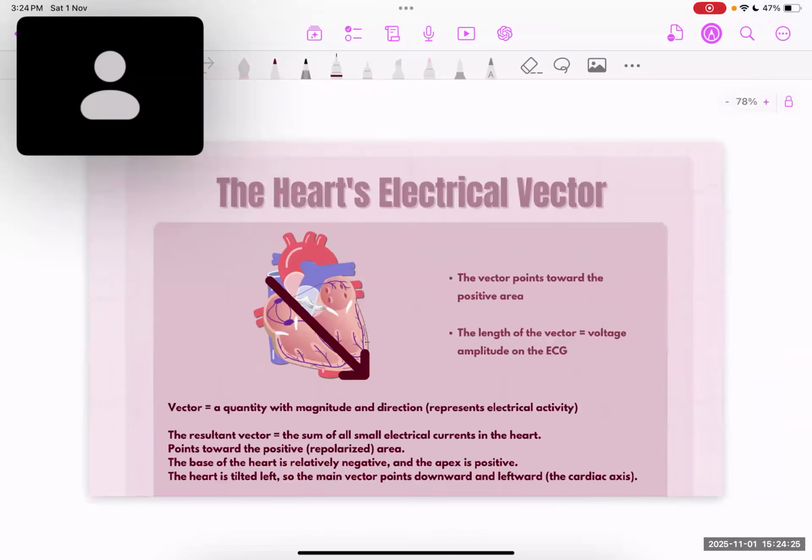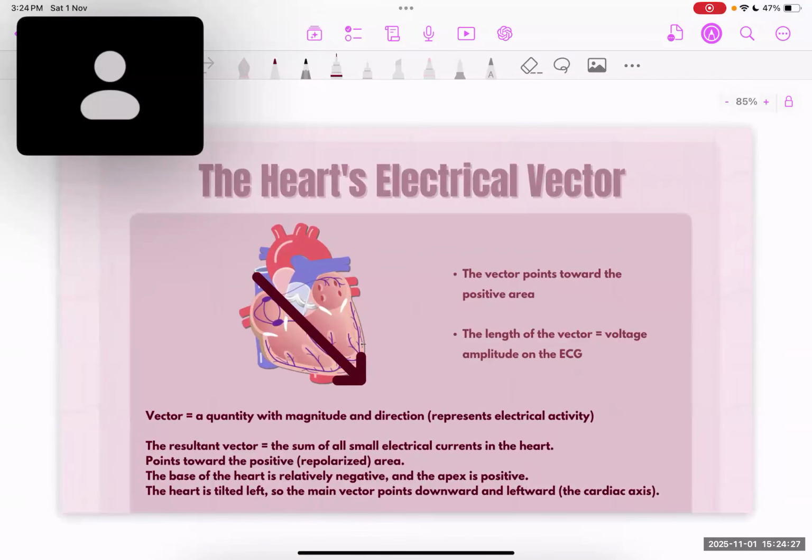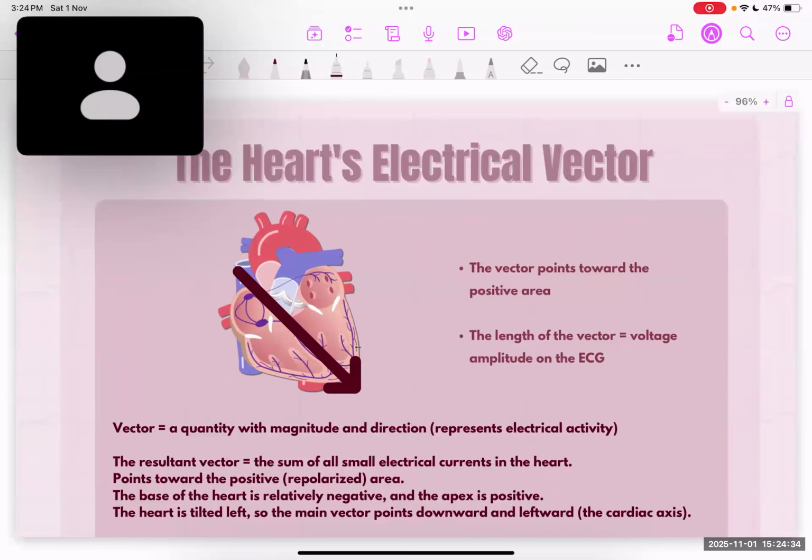Okay. Now, an important thing we need to know before we move into the details is the heart's electrical vector. The heart has a cardiac axis. A vector is a quantity with a magnitude and a direction. So it represents the electrical activity. The resultant vector here is the sum of all the small electrical currents in the heart. So the electric currents here and here and here, everywhere, the sum is going to be this big vector.